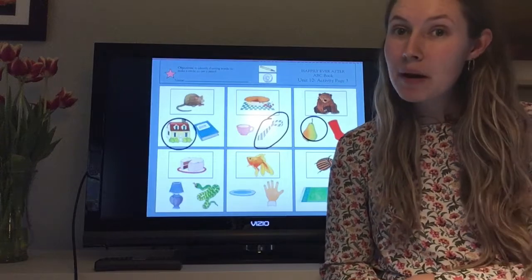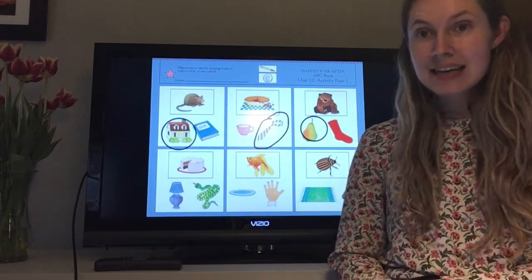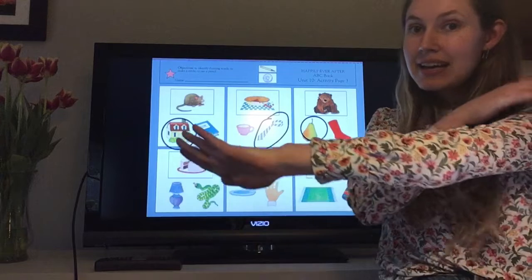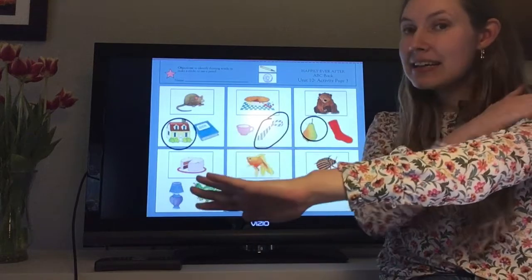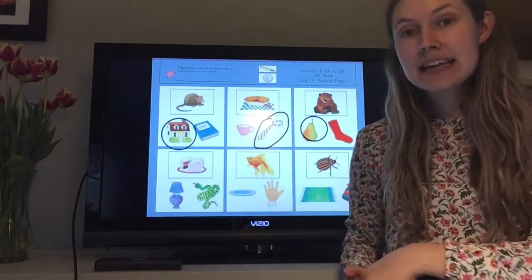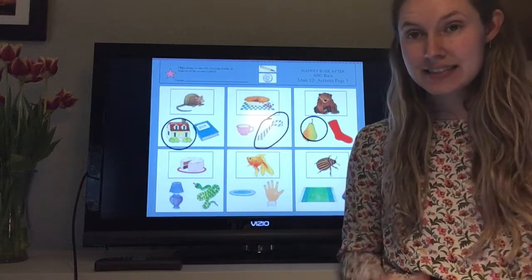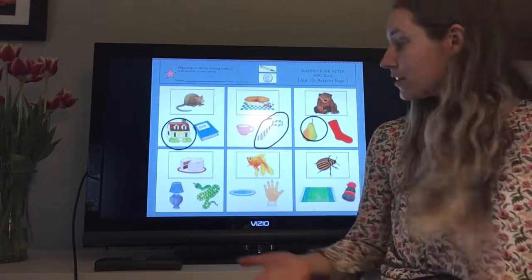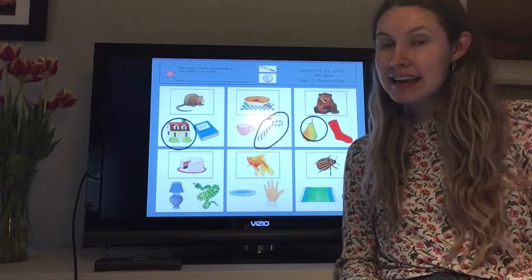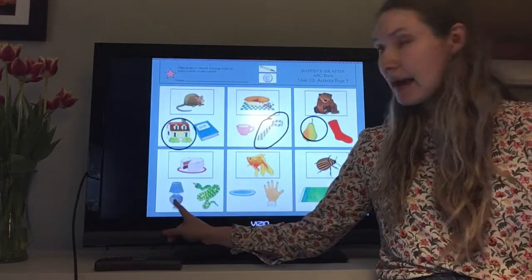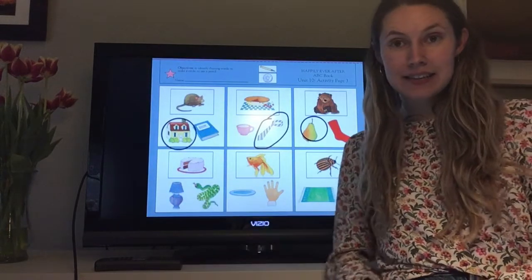Okay, so we need to think about which word rhymes with cake. Let's sound out cake. K, ache, k, ache. It ends in the ache sound. We need to figure out which other word ends in the ache sound. Is it lamp or snake? Let's sound them out.